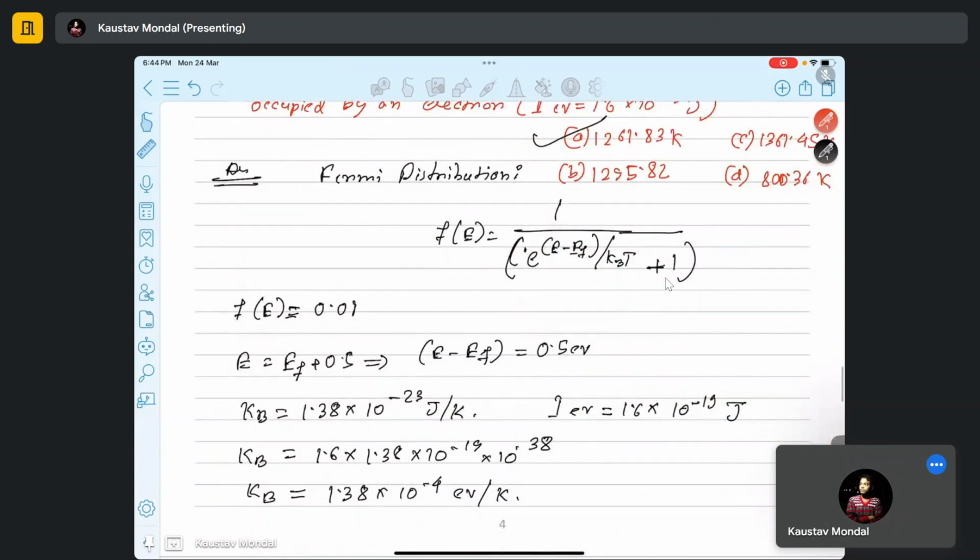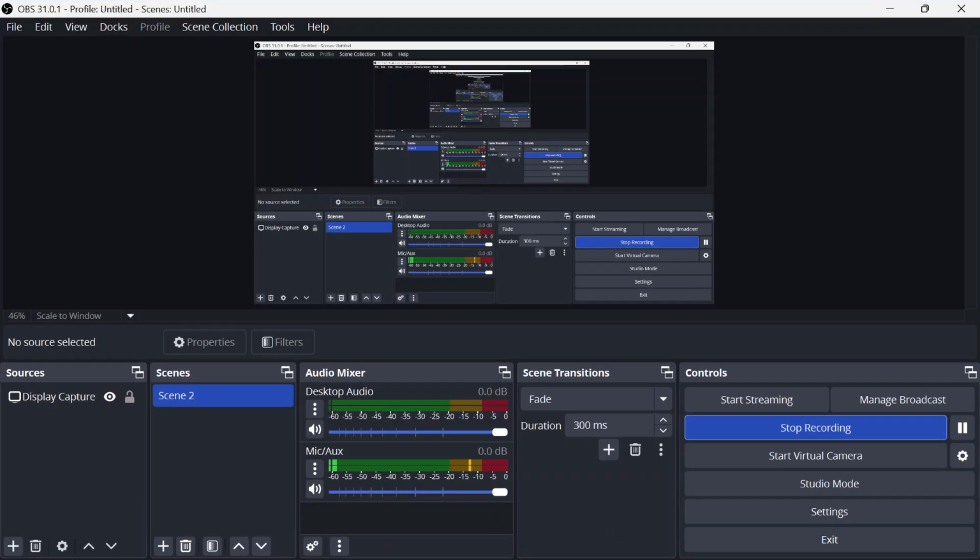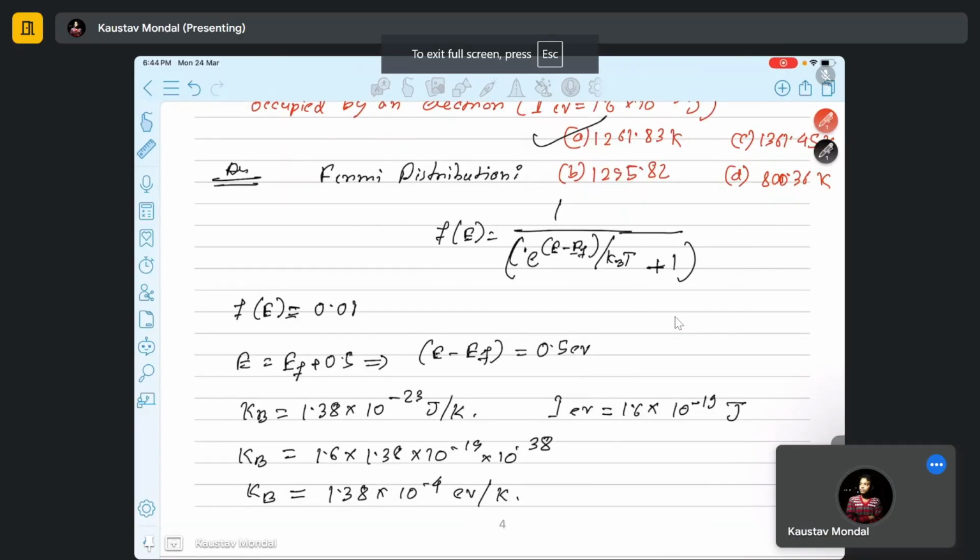Okay. So now this problem is done. Now we'll go to our next problem, that is problem number 4.